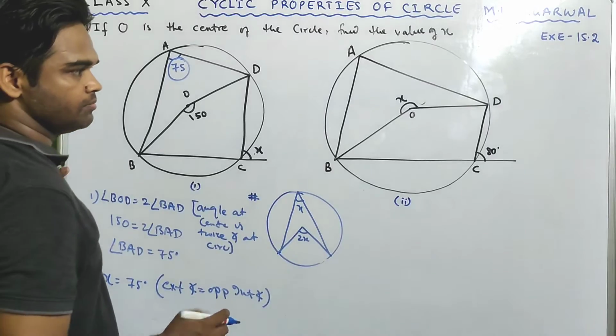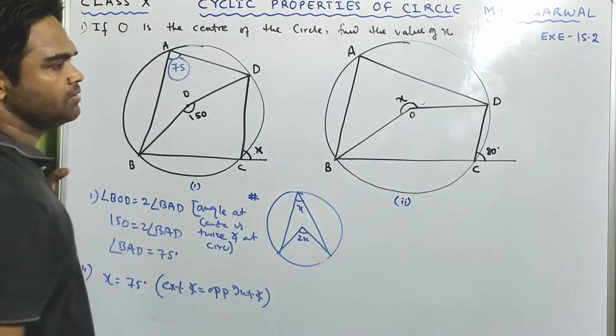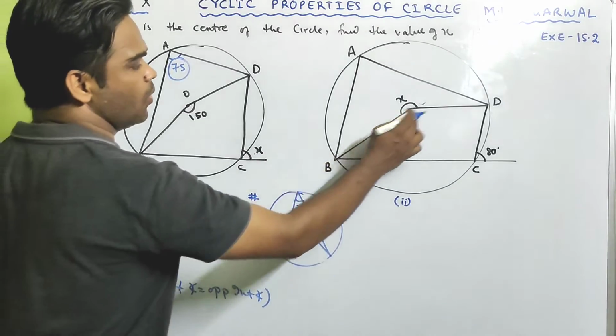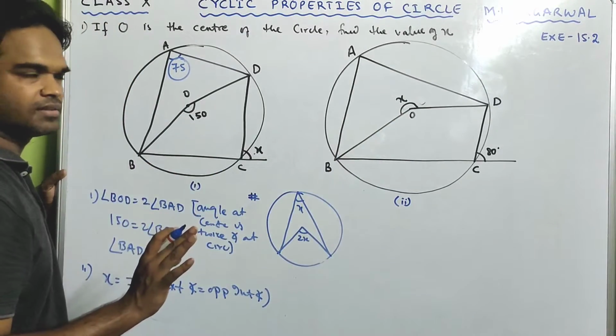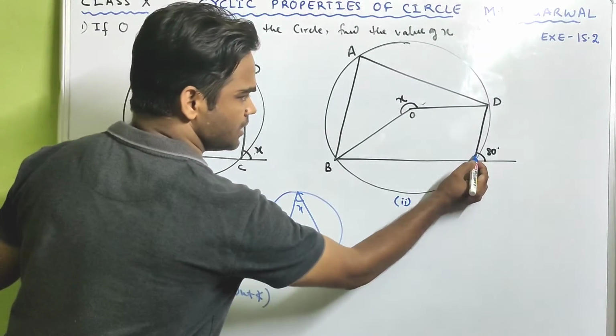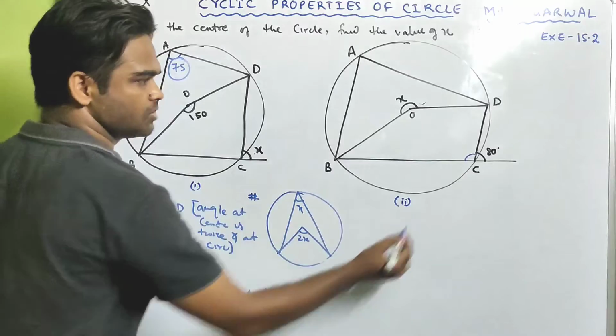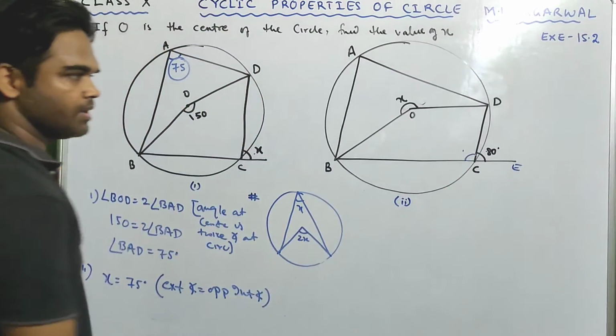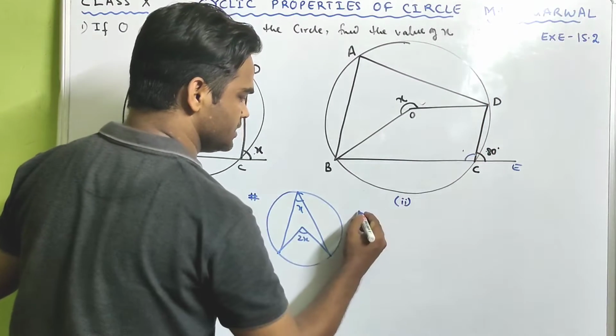Part 2. Same है. If O is the center, then find the value of x. x is reflex BOD. Same logic से कर सकते हैं. Just look over here. ये तो और भी easy है, ये आराम से निकल जाएगा because these two are linear pair. इसको E मान लेते हैं हम लोग.